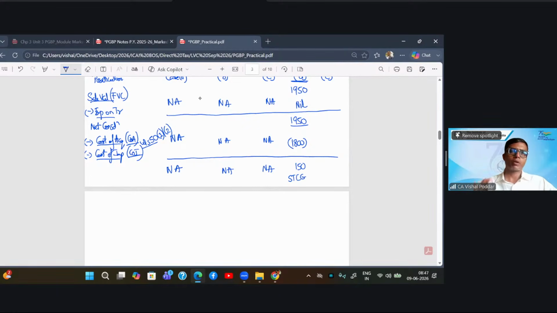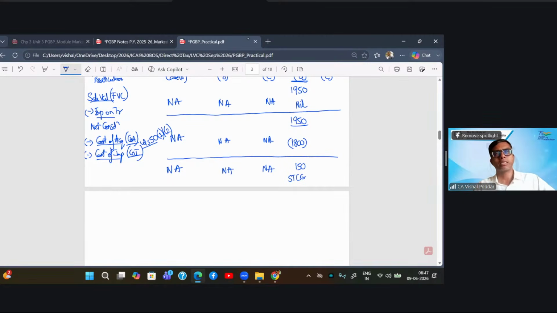Why short-term? Why long-term? That you'll understand in the capital gain chapter. For the time being, you have to just keep in mind that the difference that you get on sale of a block is to be treated as short-term always, as per the rule of capital gain. So this 150 is your short-term capital gain. I hope this is clear to you all, students.